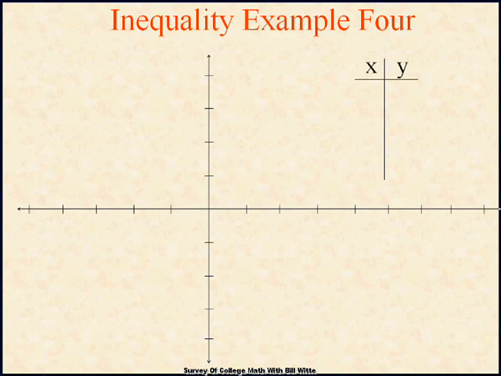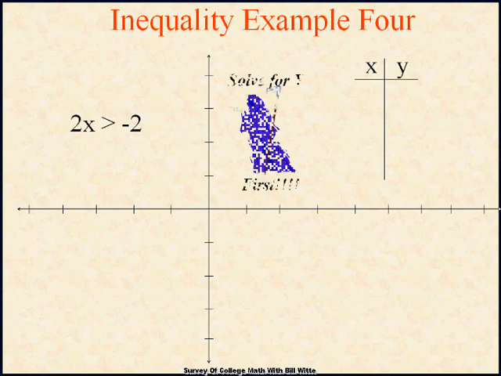Let's do one very last inequality. How about this one? This is a little bit tricky. I want you to solve, but there isn't a y. Now you can sit here for a half hour if you want to. You can't solve for y because there isn't one. So we don't have too many options here.